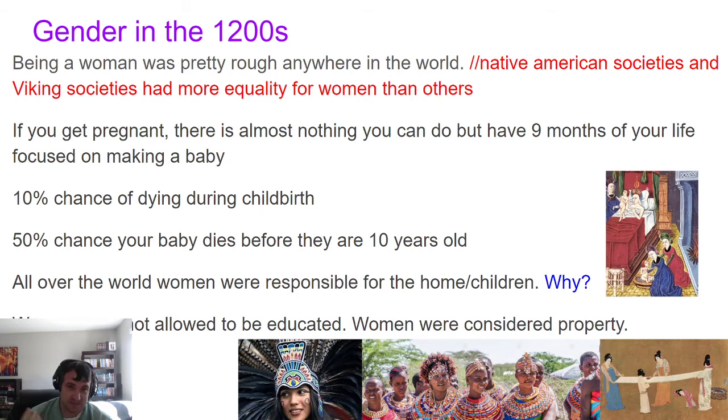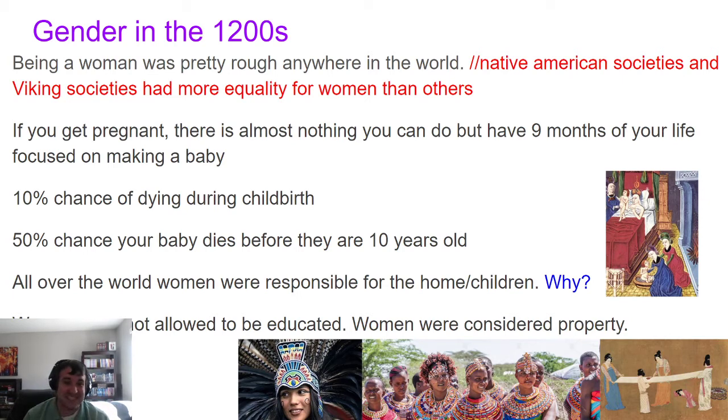But for the vast majority of life as a woman, you are not treated with equality. You are not given the ability to rise through the ranks. You are not allowed to own property. You are not allowed to be treated like a dude in any way. And for the vast majority of women on planet Earth, your whole purpose in life is to get pregnant. You get pregnant, there's nothing you can really do for 9 months of your life. You're focused on making a baby.